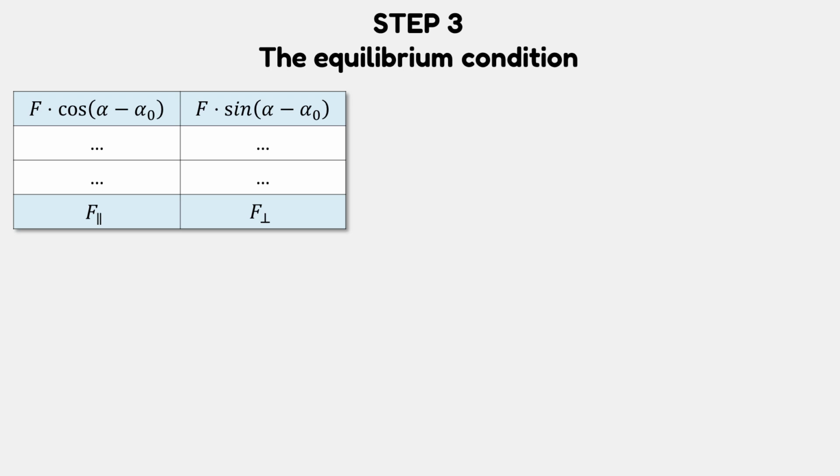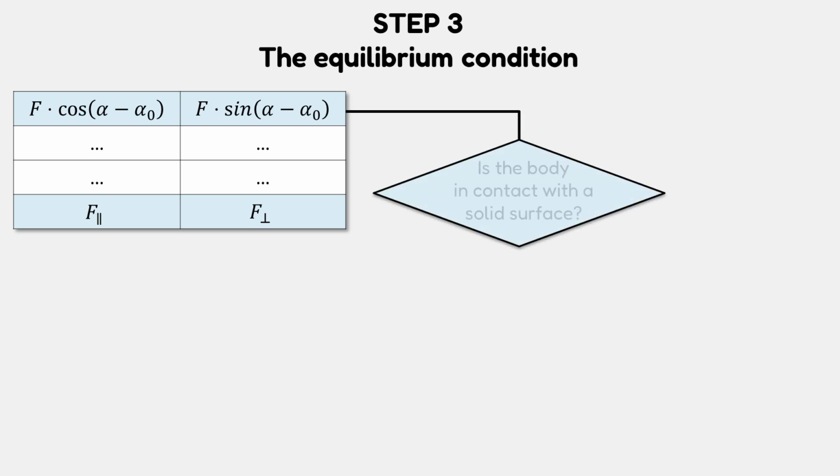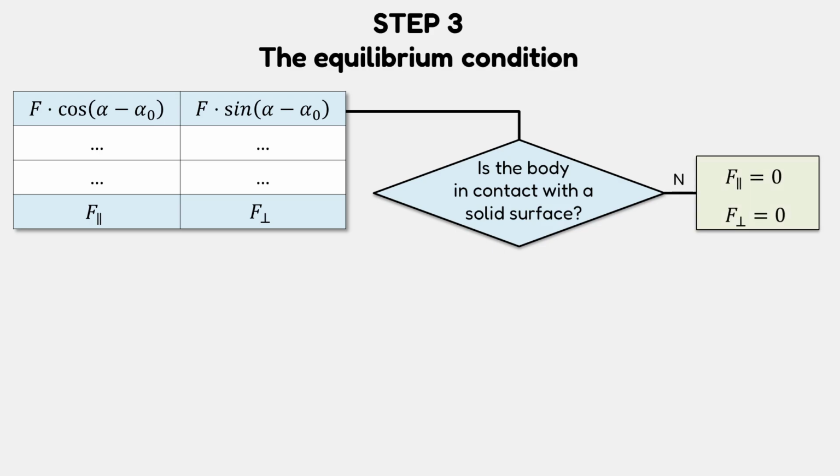We'll rely on a flowchart to establish how the normal force and the friction force behave in the problem. First, let's ask ourselves, is the body in contact with a solid surface like a wall or the ground? If the answer is no, then the equilibrium condition is twofold: F parallel and F perp are 0. If the answer is yes, move on to a second question.